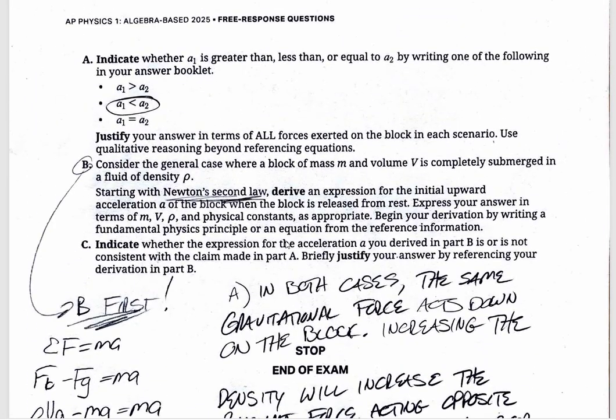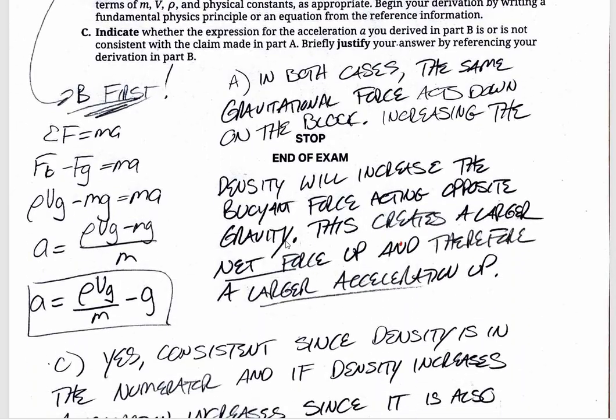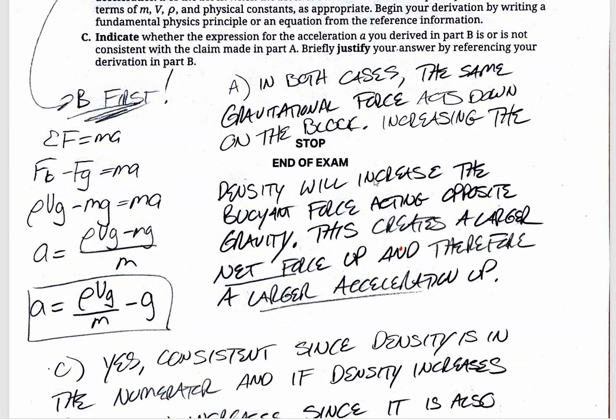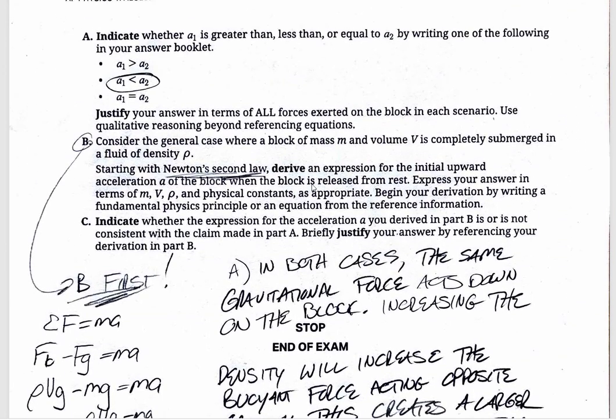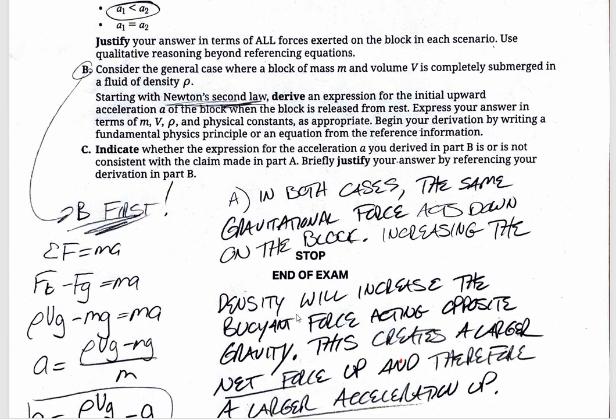However, I did circle that A1 is less than A2, so I really should have described this as scenario 1 has less density, and therefore less of a net force acting on the system and therefore less acceleration. I should have done it that way because I said A1 is less than A2. I went the wrong way, and I know I criticize all of you for doing that, and I'm sorry.